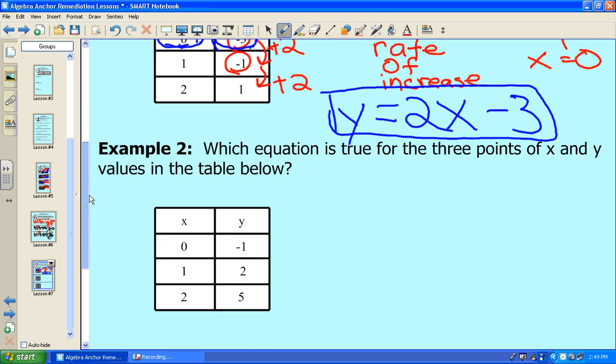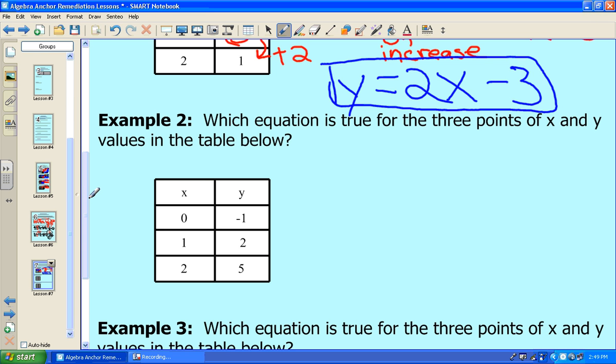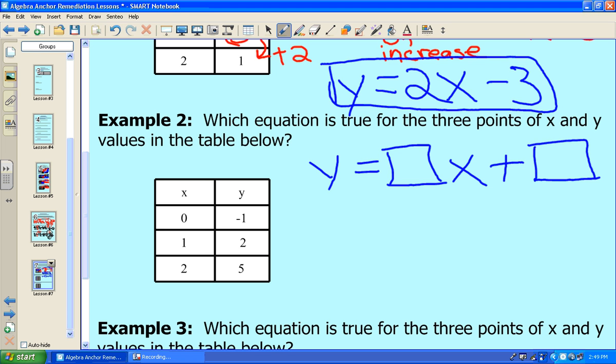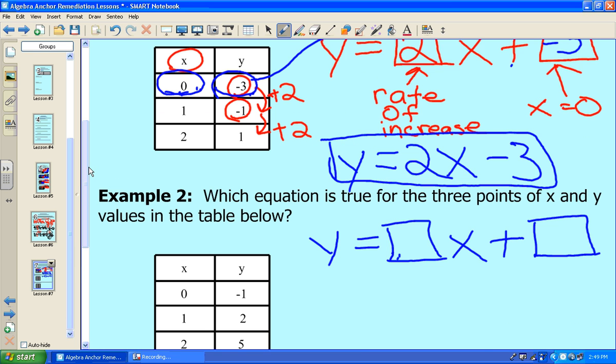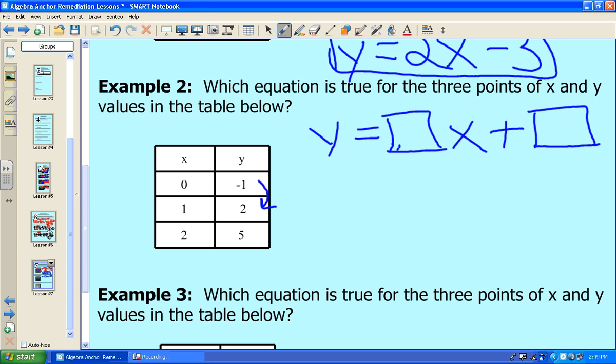Going on to example 2. Once again, which equation is true for the 3 points of x and y values in the table below? So you have the points 0, -1, 1, 2, and 2, 5. Y equals some number times x plus some number. Okay, this first box is represented by the rate of increase. Okay, y is increasing by 3 here, from -1 to 2. From 2 to 5, it's increasing by 3 also. That's the pattern. So that is the rate.